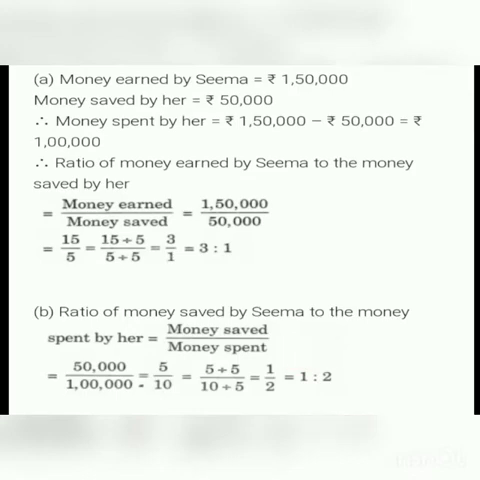So here two questions were there. You have to find the ratio of money saved to money spent and money earned to money saved. In the first part, it is already given in the question, a direct application. For the second one, from the given facts we found out the money spent by her.